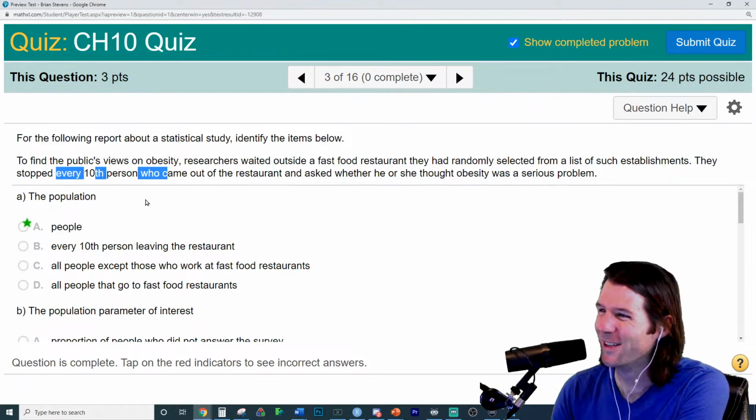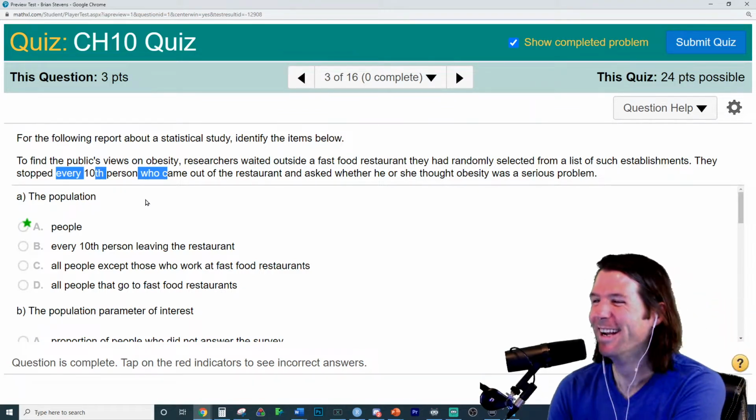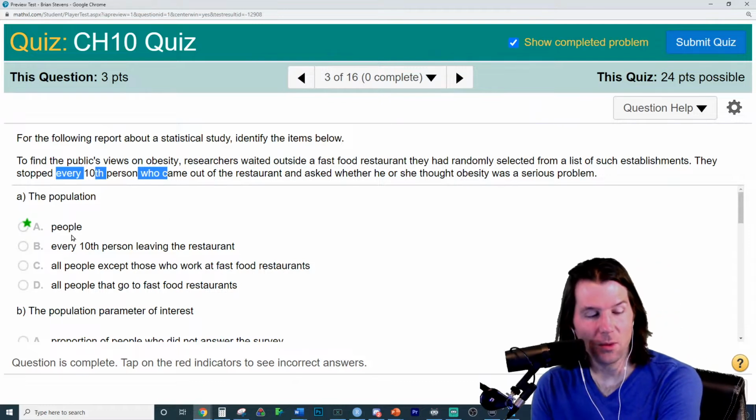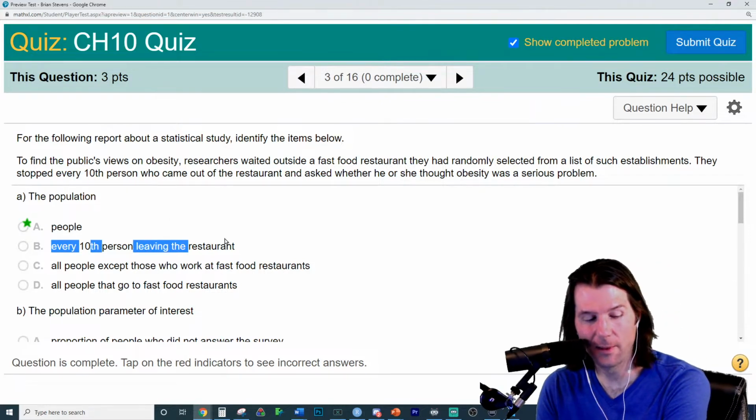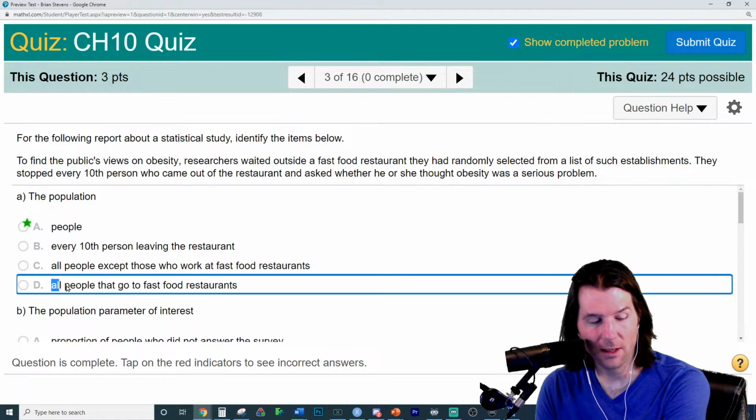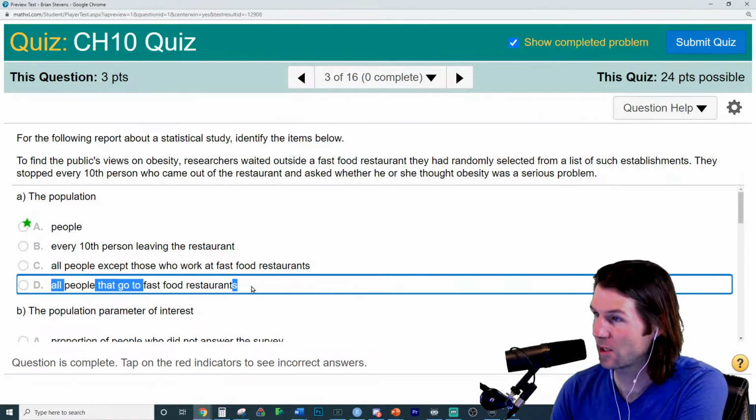Exactly. I think the first is people. The first is definitely people. And you might say, well, why isn't it every 10th person? That's going to be their sample. Why is it not all people that go to fast food restaurants? That's going to be their sample frame.